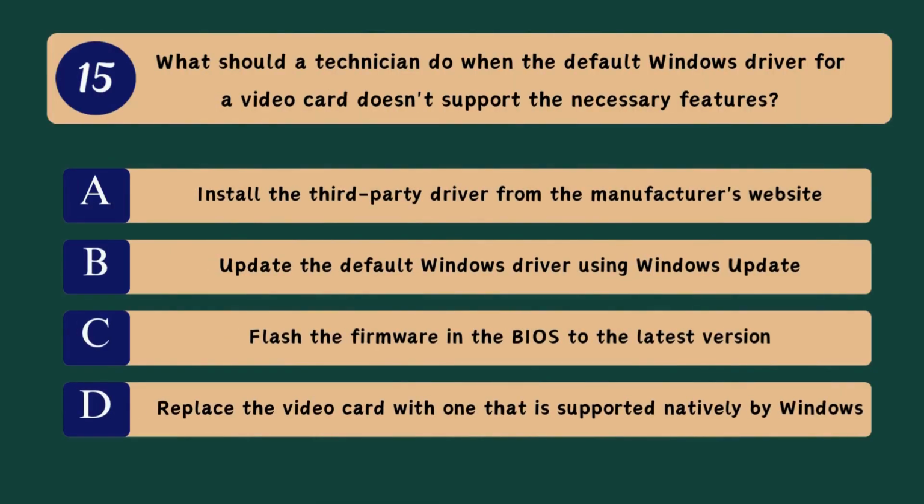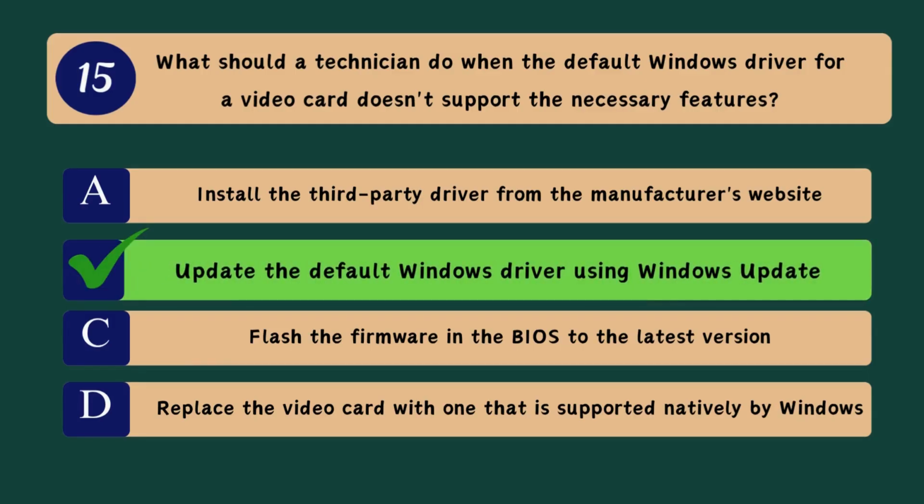Question 15. What should a technician do when the default Windows driver for a video card doesn't support the necessary features? A. Install the third-party driver from the manufacturer's website. B. Update the default Windows driver using Windows Update. C. Flash the firmware in the BIOS to the latest version. D. Replace the video card with one that is supported natively by Windows. Correct answer. B. Update the default Windows driver using Windows Update.